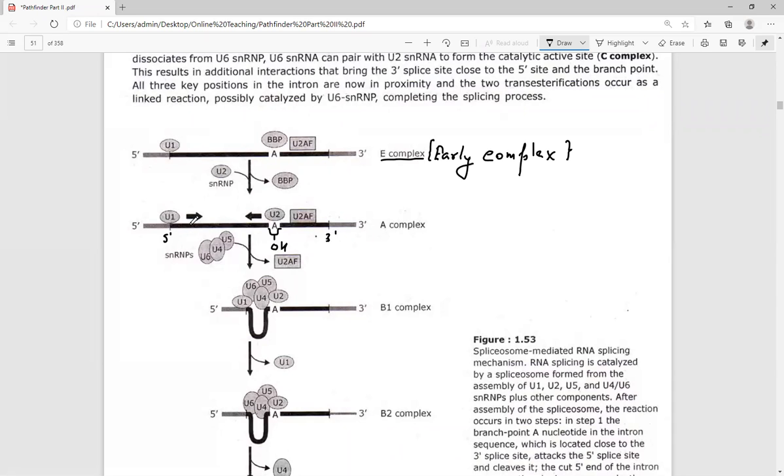But for this process, the 5' splice site must come in close proximity with the adenine hydroxy group. For this, the U1 protein and the U2 protein now begin to move towards each other, causing the formation of a loop-shaped structure. Okay, now please have a look.